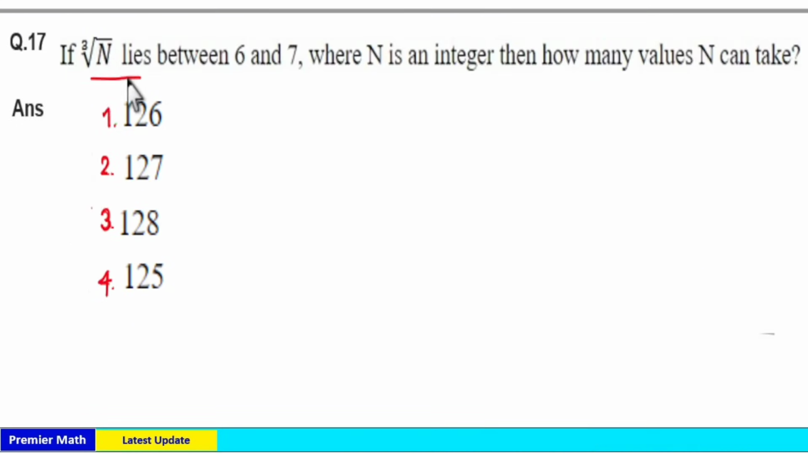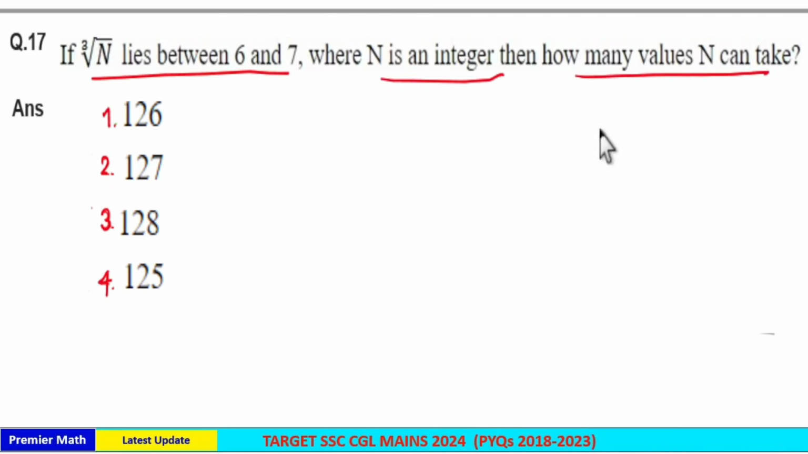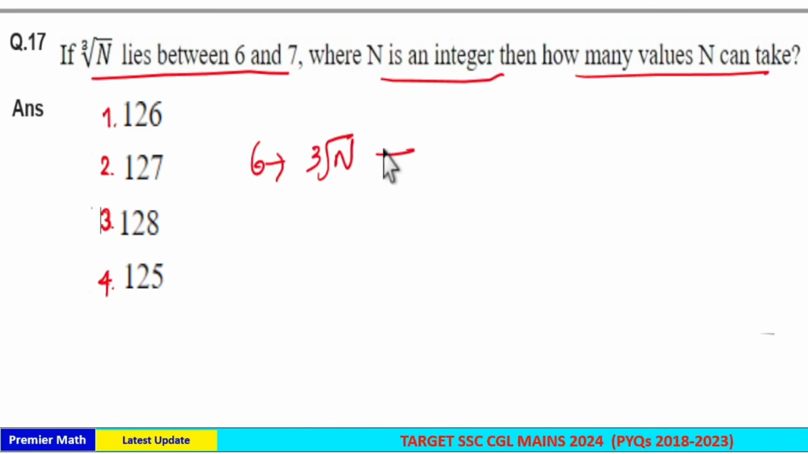If cube root n lies between 6 and 7, where n is an integer, then how many values can n take? Here cube root n lies between 6 and 7. Now take the cube of all these three.